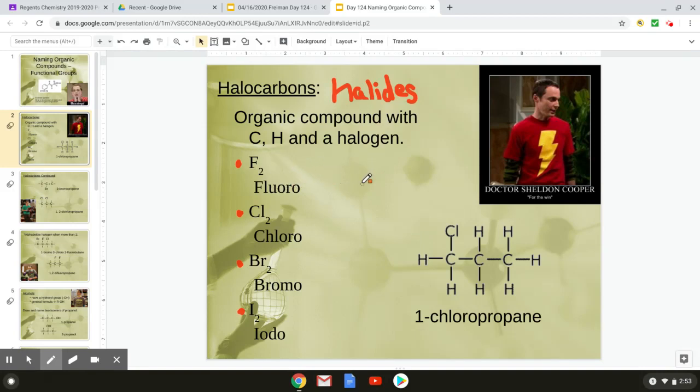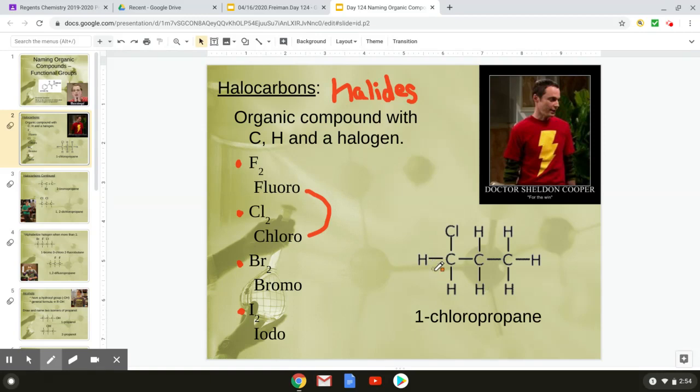You may have heard of chlorofluorocarbons before, CFCs, the things that destroy the ozone layer that are found in aerosol cans. Well, chlorofluorocarbons are hydrocarbons made with chloro and fluoro groups attached to them. So you're going to have chlorine and fluorine attached to an organic chain. Those would be our CFCs, or chlorofluorocarbons. So you learn something new every day.